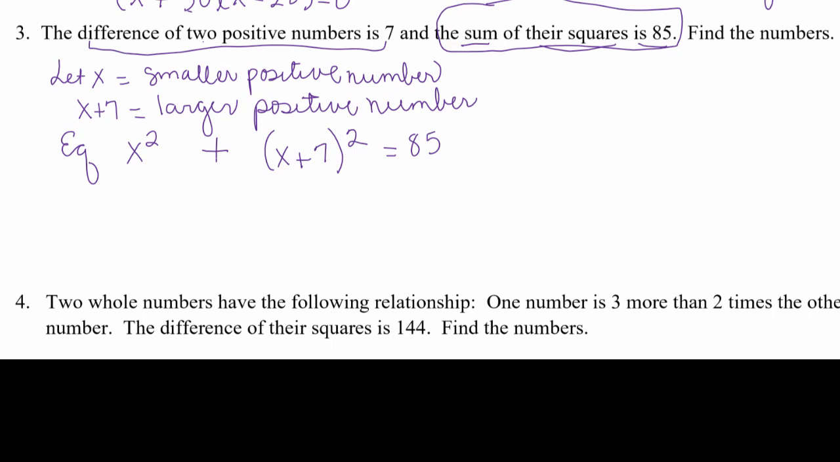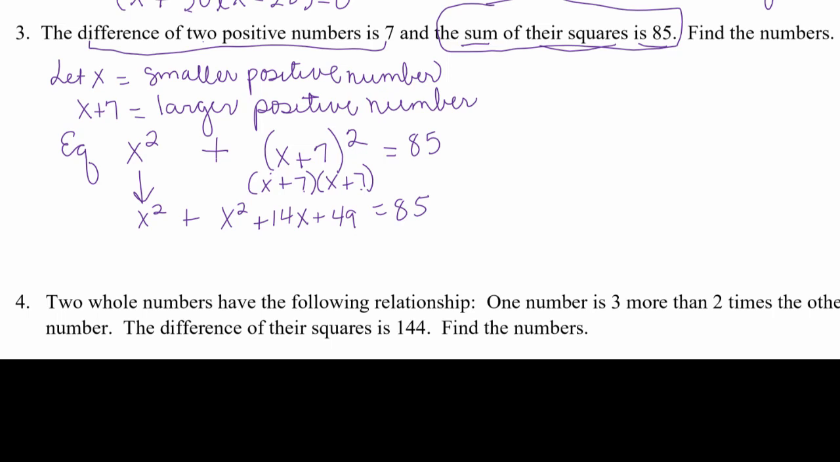So if you are thinking of foiling, first, outer, inner, last, then you're right. So I'm going to go ahead and write two of these. So this guy is x squared. And then over here we get x squared. The outers give us 7x and the inners give us 7x. So we get plus 14x. And the last give us 49. And that's going to equal 85.